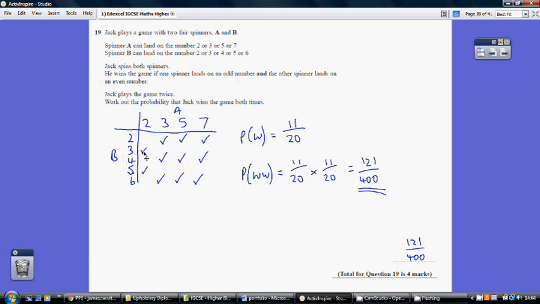So he's going to win with a 2, 3, a 2, 5, 3, 2, 3, 4, 3, 6, 5, 2, 5, 4, 5, 6, 7, 2, 7, 4, 7, 6. So there are 11 ways out of 20 that he can win.